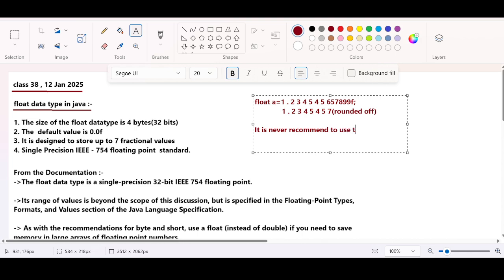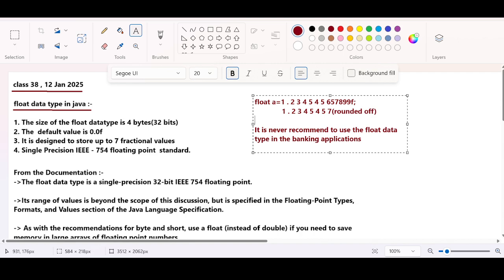It is recommended not to use the float data type in financial applications or banking applications. Making sense? This is one of the reasons. So what is an alternative that we will understand?